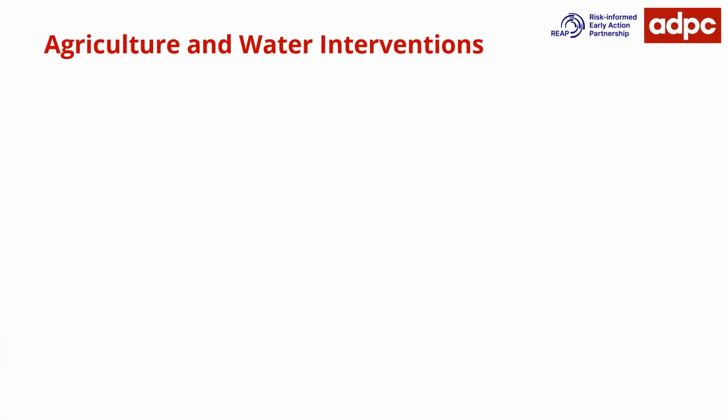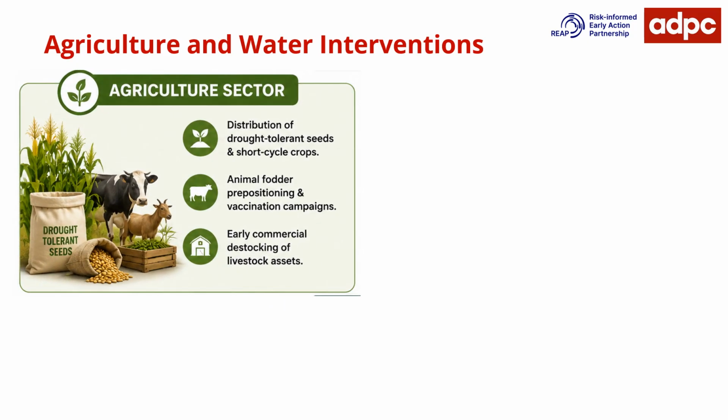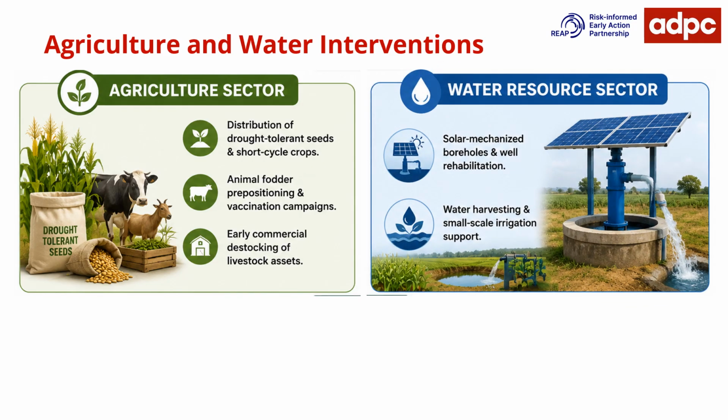Let's look at concrete interventions in the agriculture and water resource sectors. In the agriculture sector: distribution of drought-tolerant seeds and short-cycle crops, animal fodder prepositioning and vaccination campaigns, and early commercial destocking of livestock assets. In the water resource sector: solar mechanized boreholes and well rehabilitation, and water harvesting and small-scale irrigation support.